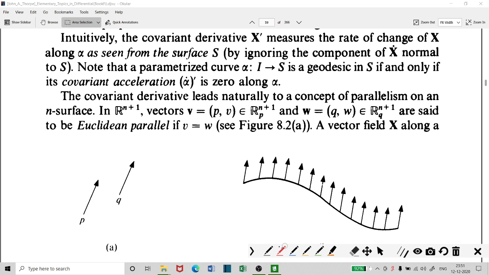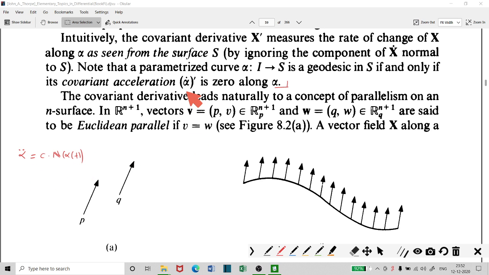Hi all. Last day we discussed the meaning of the covariant derivative, and up to this point we have discussed that alpha is a geodesic in S if and only if its covariant acceleration is zero along alpha. This is a trivial thing, since the definition of geodesic is that the acceleration is always perpendicular to the tangential field, that is, in the direction of the normal vector field. That means alpha double dot is always a multiple c times n of alpha of t. This is the requirement of the definition of geodesic.